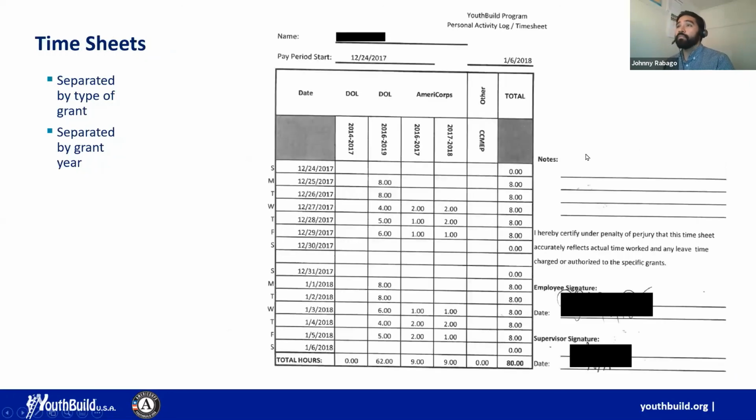Timesheets, you'll notice that they're separated by grant and type of grant. So you can see in the columns 1619, 1617, 1718, different grant years, and then different types of grants for DOL and AmeriCorps. Also signed and dated.